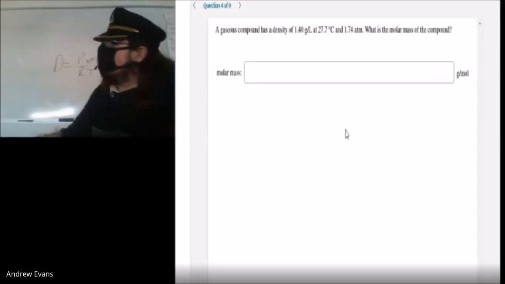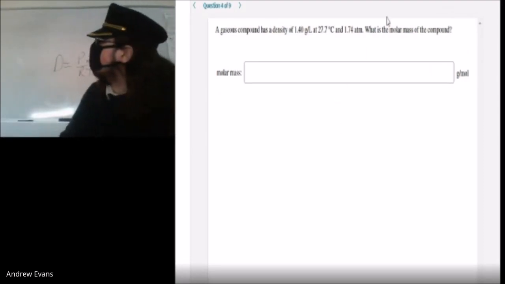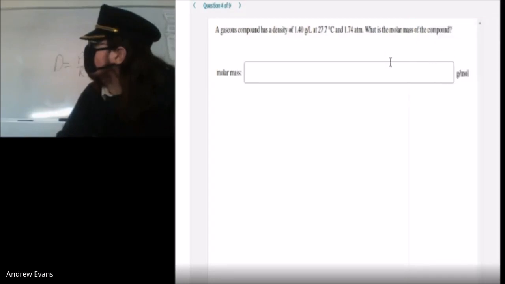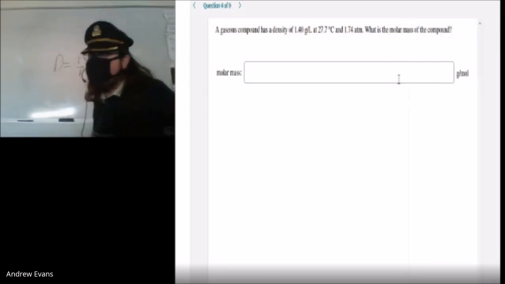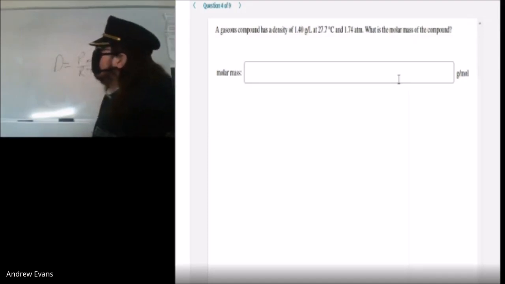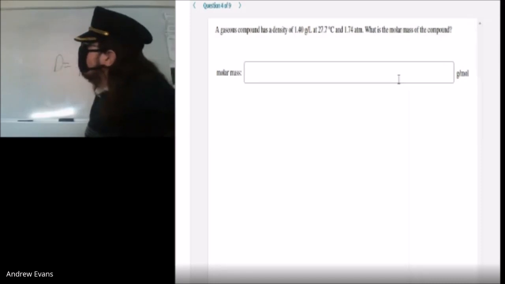If I click on the hint, let's see what the hint would say. But it's probably just the ideal gas equation. Okay, that's not very helpful. Clicking on the hint is never a penalty. At least there might be a way for me to make it a penalty, but no. I never make that a penalty.